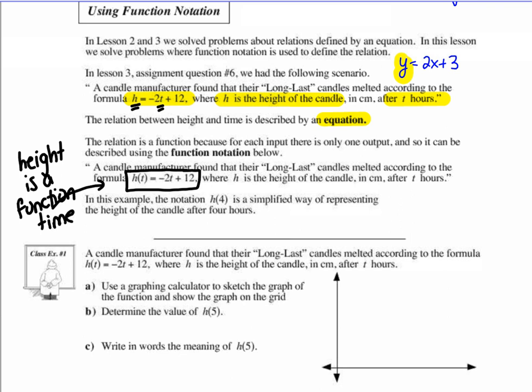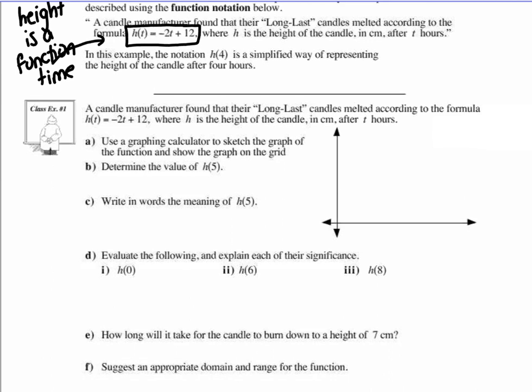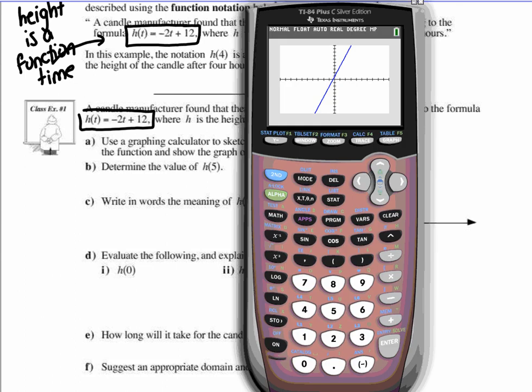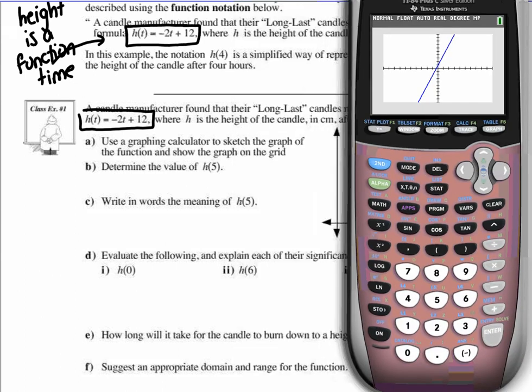Depending on how long we're lighting the candle for will affect the height of the candle. So we would use those variables instead of f of x, so h of t, because height is a function of time. Looking at this problem, let's grab our graphing calculators and graph this function h of t. It's still like y equals when we plug it into our calculator, because your calculator only works with those two variables.